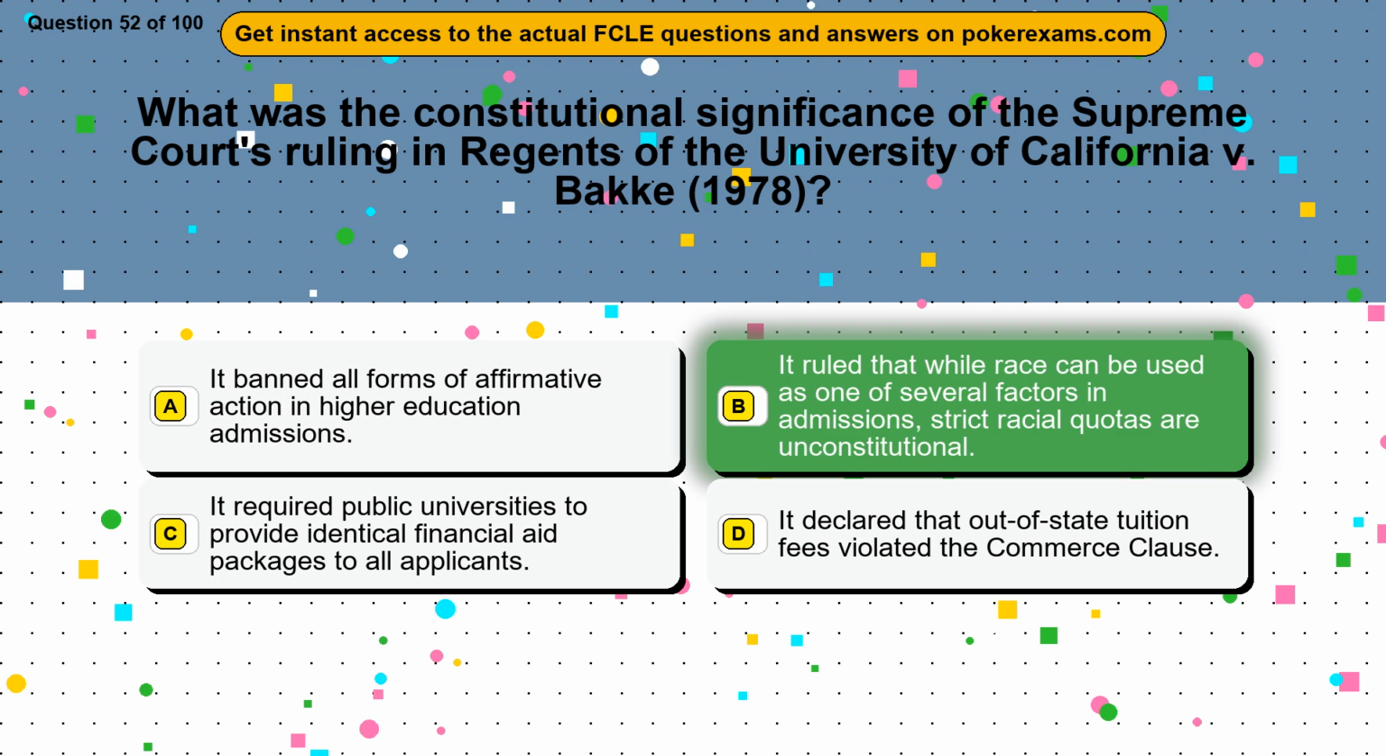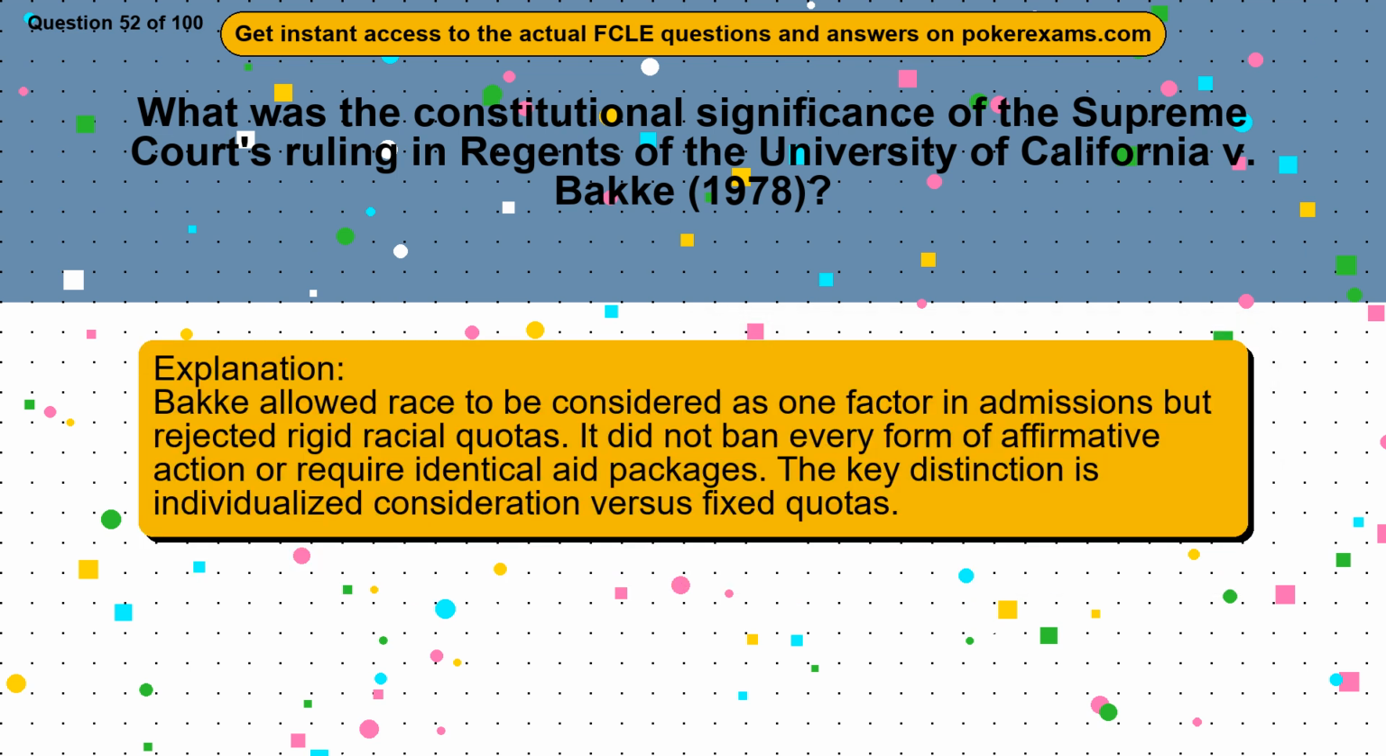The correct answer is option B. It ruled that while race can be used as one of several factors in admissions, strict racial quotas are unconstitutional. Bakke allowed race to be considered as one factor in admissions but rejected rigid racial quotas. It did not ban every form of affirmative action or require identical aid packages. The key distinction is individualized consideration versus fixed quotas.